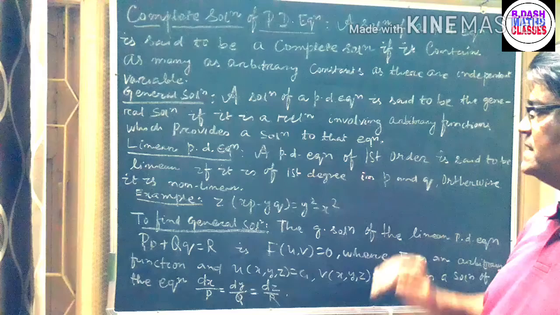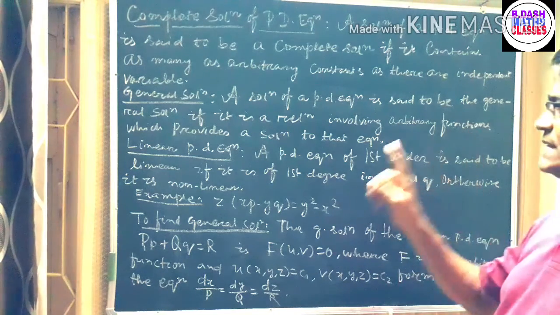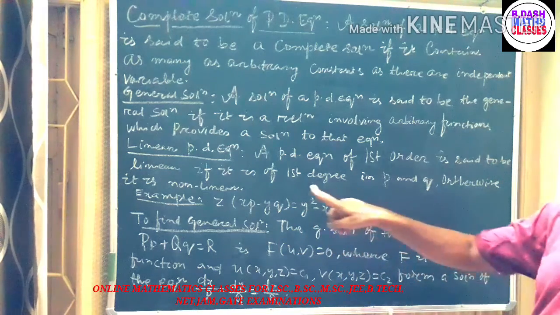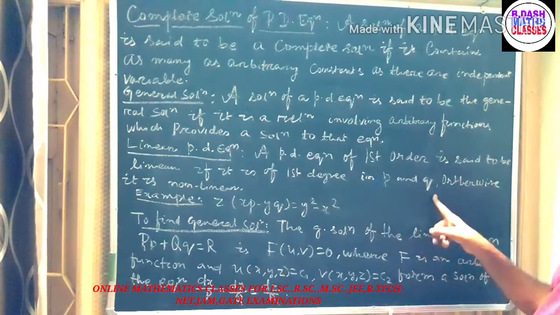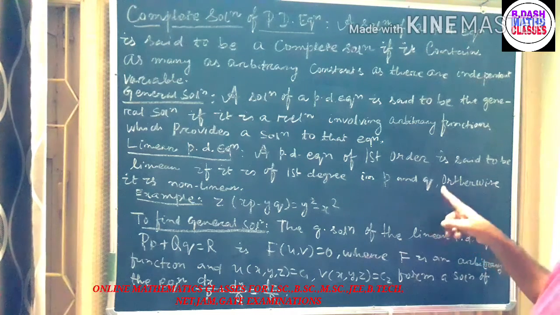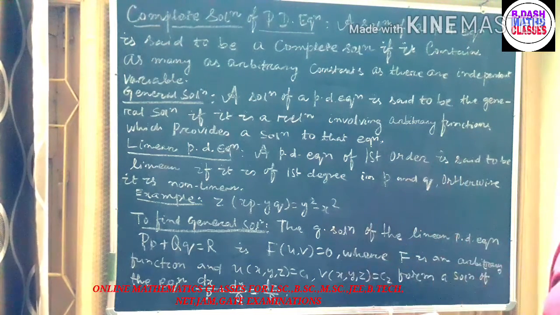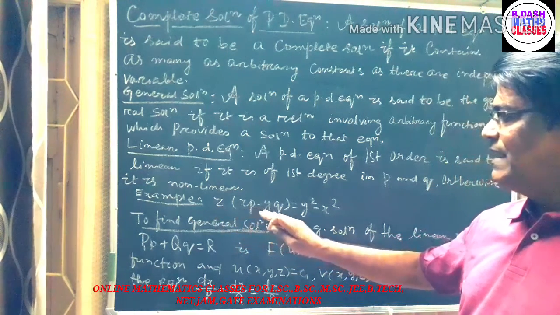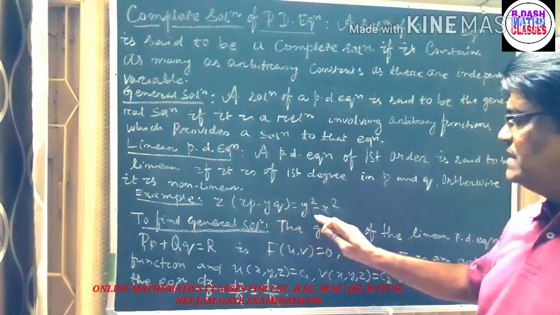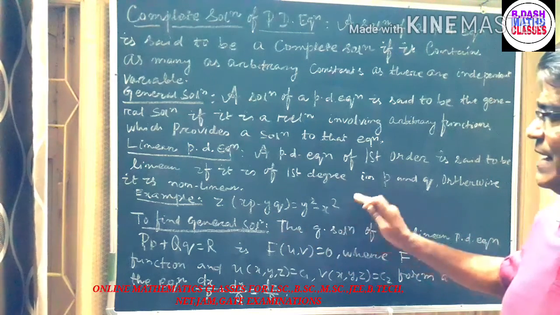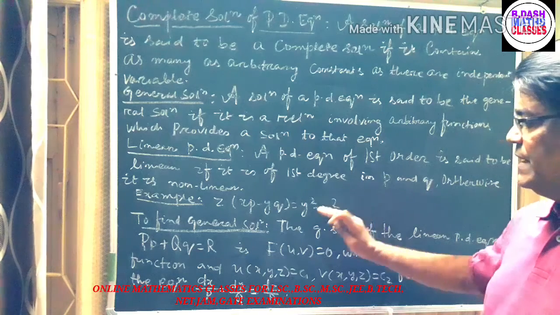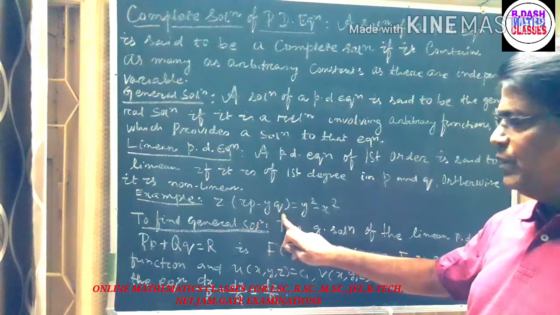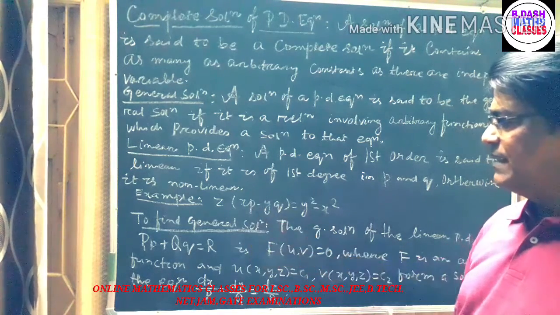A partial differential equation of the first order is said to be linear if it is of first degree in P and Q, otherwise it is called non-linear. This example here, Z into (XP minus YQ) is equal to Y square minus X square, is an example of a linear equation. Here the power of P and Q is 1, they are first degree.